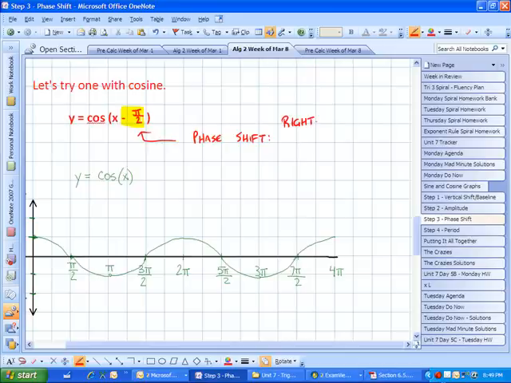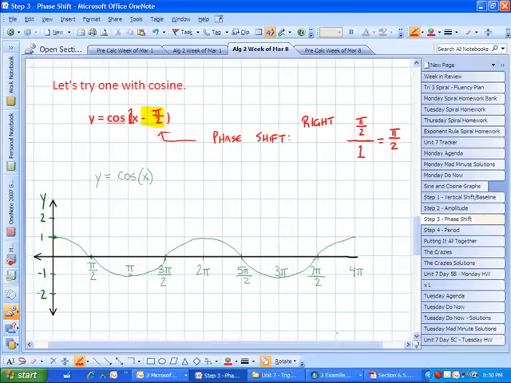But to figure out how far, you've got to take the number that's being subtracted, so pi over 2, and divide it by the coefficient of x, which is 1. So pi over 2 divided by 1, which just equals pi over 2. So our cosine graph has now moved pi over 2 to the right. So instead of starting at the y-axis, it's going to start pi over 2 to the right.